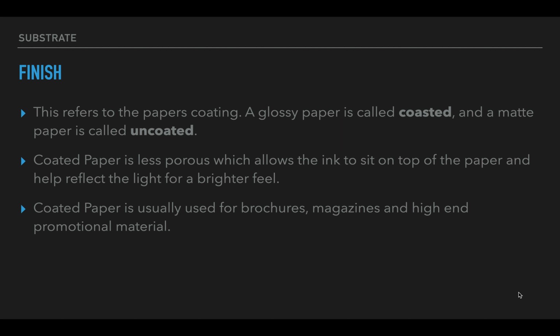Finish. This refers to the paper's coating. A glossy paper is called coated, and a matte paper is called uncoated. Coated paper is less porous, which allows for the ink to sit on top of the paper and help reflect the light for a brighter feel. Coated paper is usually used for brochures, magazines, and high-end promotional material.